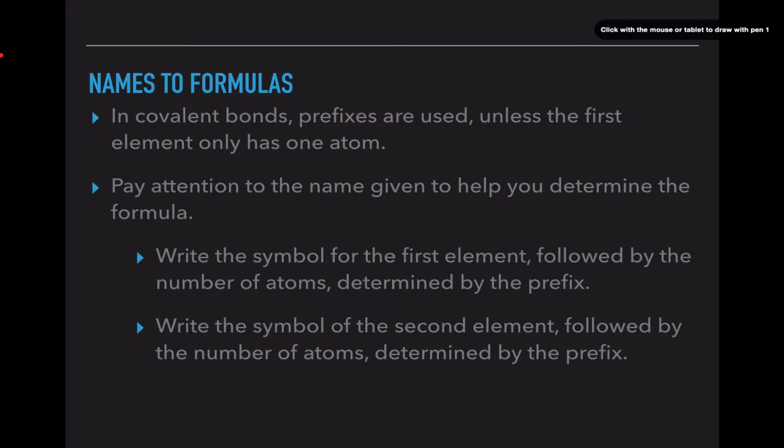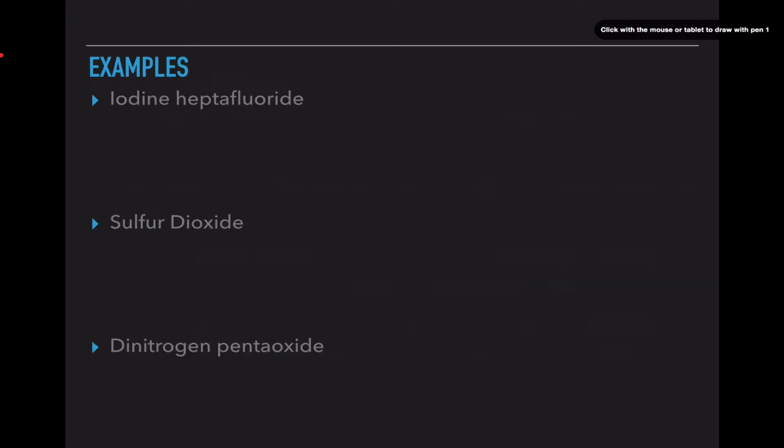The only time that we don't have a prefix is if the first element only has one atom. Pay attention to the name given to help you determine the chemical formula. Write the symbol for the first element, followed by the number of atoms, which is told to us by the prefix. Then write the symbol of the second element, followed by the number of atoms, also determined by the second prefix. So this is relatively simple. This is the easiest one that we're going to do.